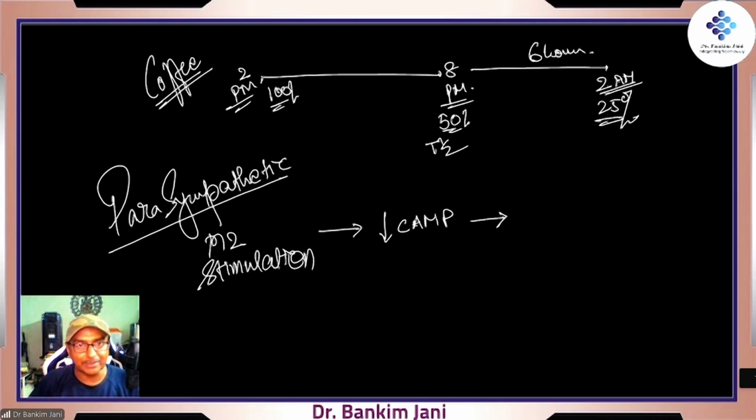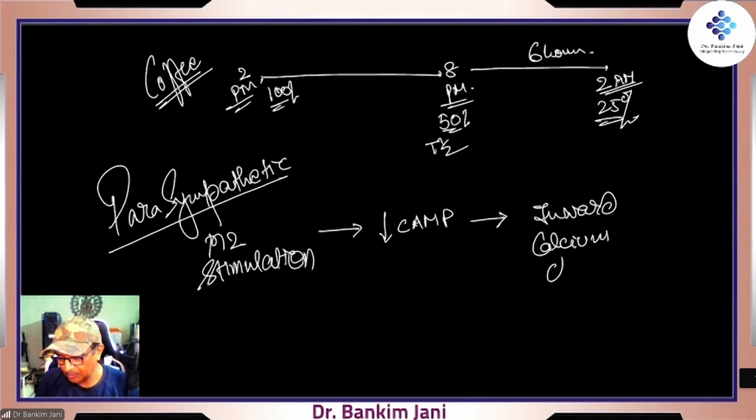Now you know that this cyclic AMP is affecting the inward calcium channel. In the inward calcium channel, it was stimulating. Now the cyclic AMP itself is less, so obviously the calcium channels will also drop. When they drop, it will lead to a decrease in heart rate.